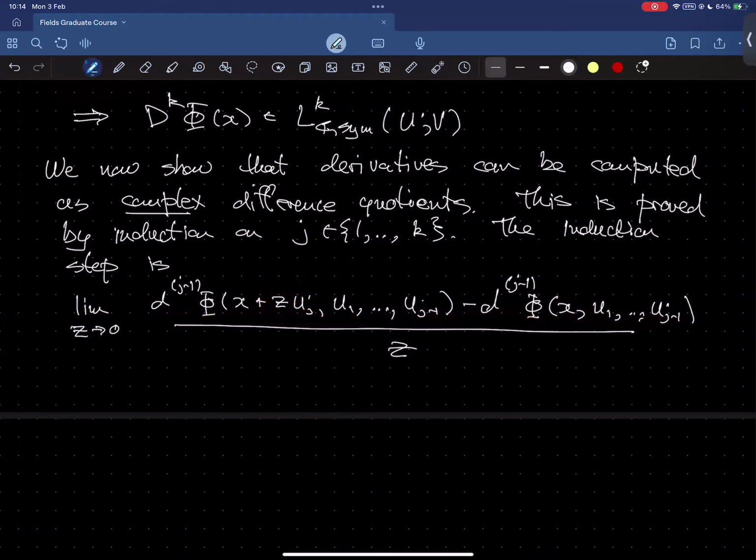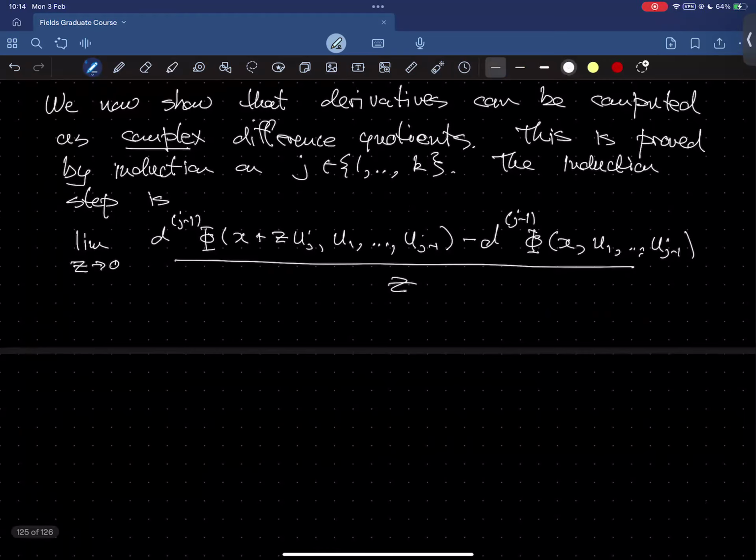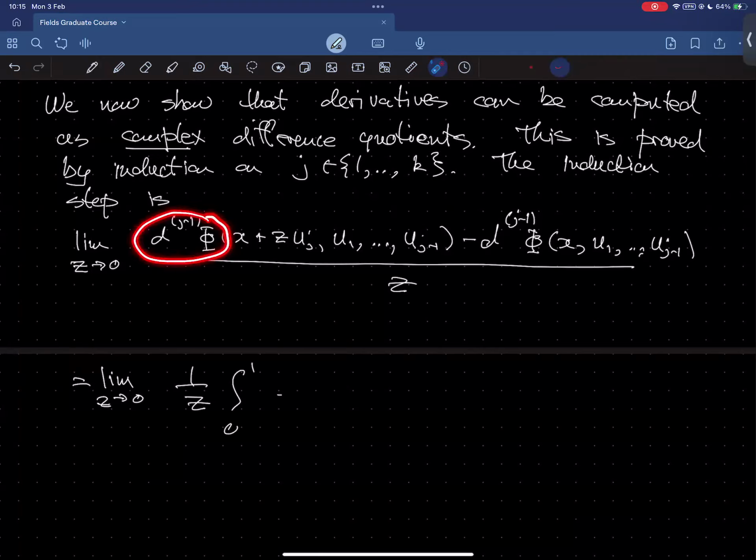So let me rewrite that using weak integrals in the mean value theorem. The 1 over z is going to stay there, and the integral from 0 to 1. Again, these derivatives here are the real derivatives. And I know already from the induction hypothesis that these real derivatives can be expressed as complex difference quotients. So now I'm going to show that that's true for j as well as j minus 1.